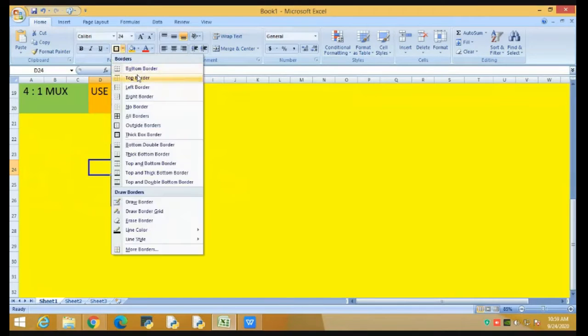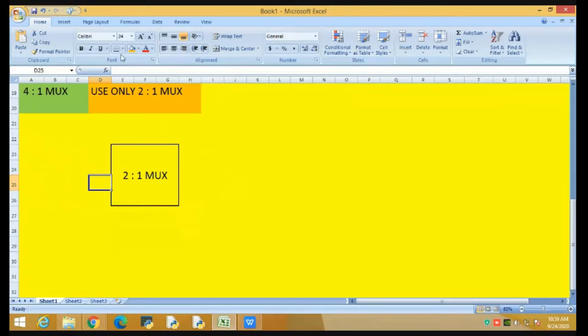Here is 1 input and here is 1 input, D0 and D1. And how many select lines are required? One select line. So I am going to define it here as L0. And how many outputs are there? Only 1 output is there.